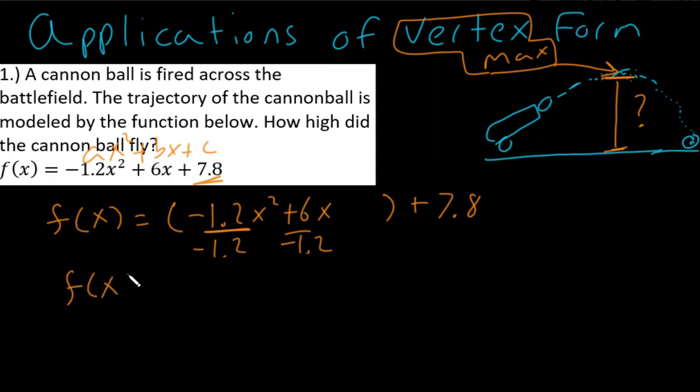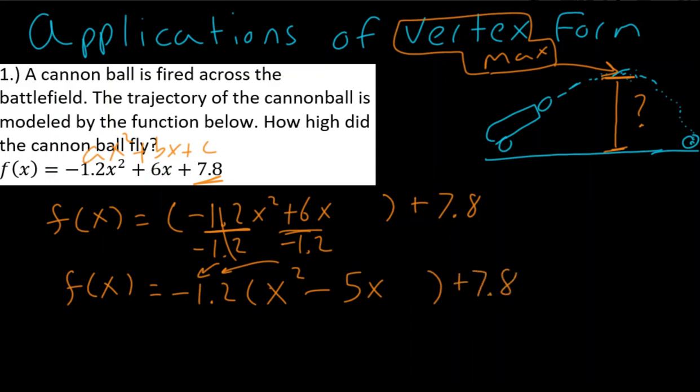So now I have f of x is equal to, and I factor it out to the very front, negative 1.2 parentheses. Negative 1.2 divided by negative 1.2 is 1x squared. And then a positive divided by a negative is going to be a negative. And 6 divided by 1.2, let's double check that in our calculator, is actually going to give us negative 5, negative 5x. Okay? And we'll put a parenthesis here, and then we'll put our plus 7.8. Now, you'll notice that in these real-world problems, we're typically going to have to deal with decimals. We're not always going to have nice, neat whole numbers, and that is a-okay.